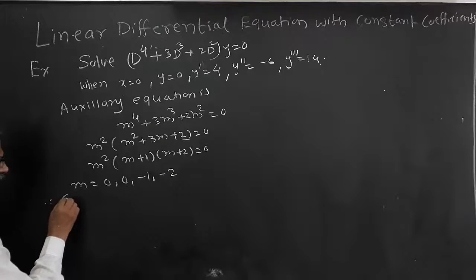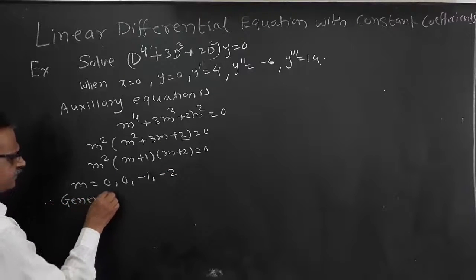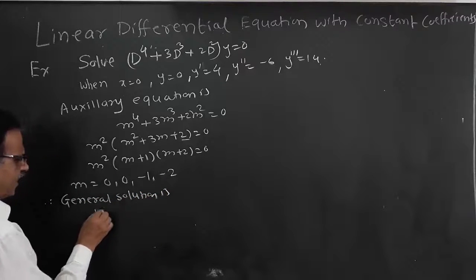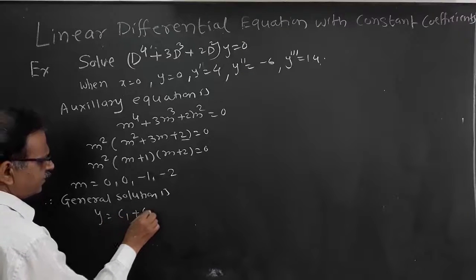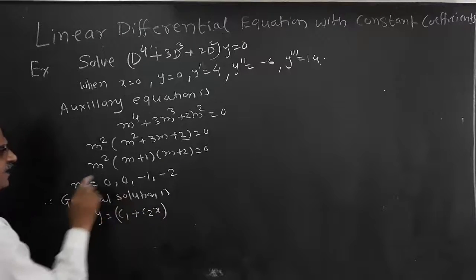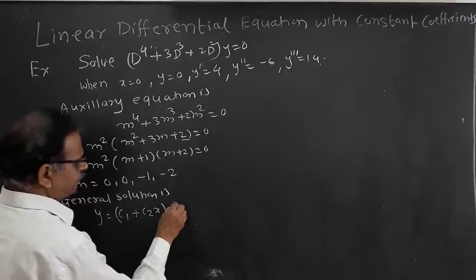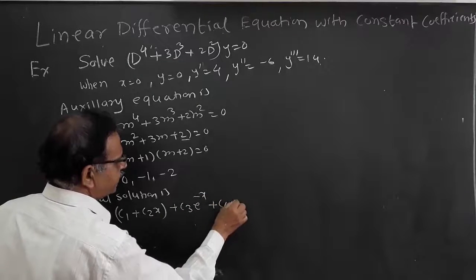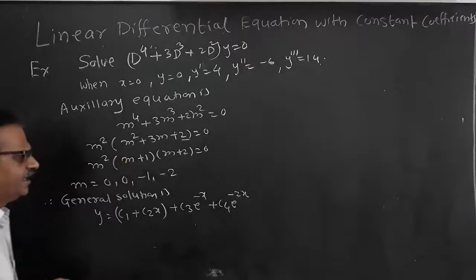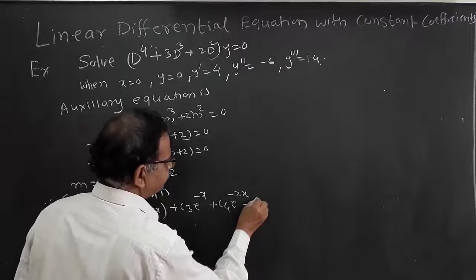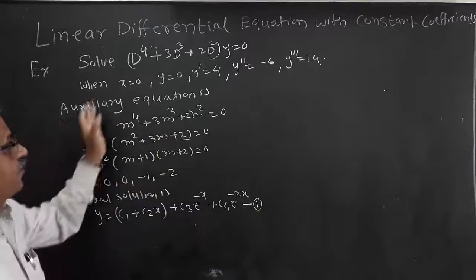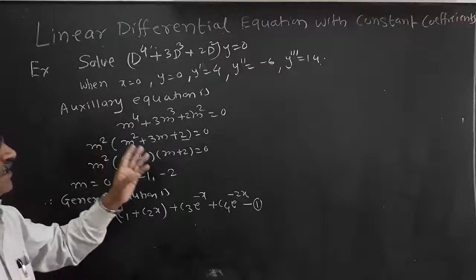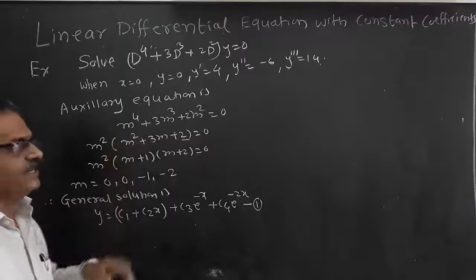Therefore, general solution is y equal to (c1 plus c2x) into e raised to 0x, that is 1, plus c3 into e raised to minus x plus c4 into e raised to minus 2x. Now, on this equation, we have to use these boundary conditions. That means we require y dash, y double dash, y triple dash.